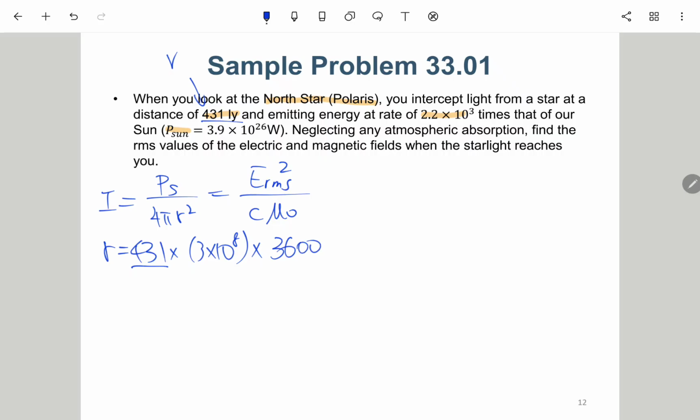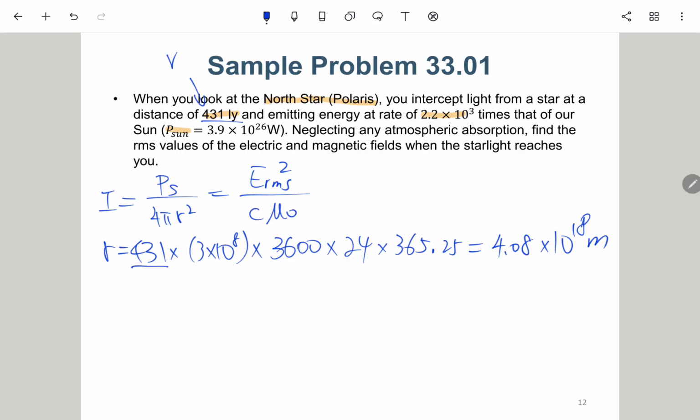3600 seconds in an hour, and then every day we have 24 hours, and then every year we have on average 365.25 days. It is not that accurate, considering some other leap year, but at least it is quite close. 365.25. So it is actually 4.08 times 10 to the 18 meter.